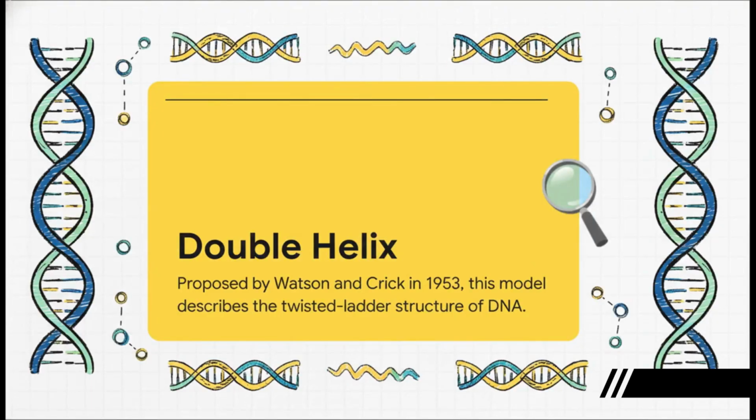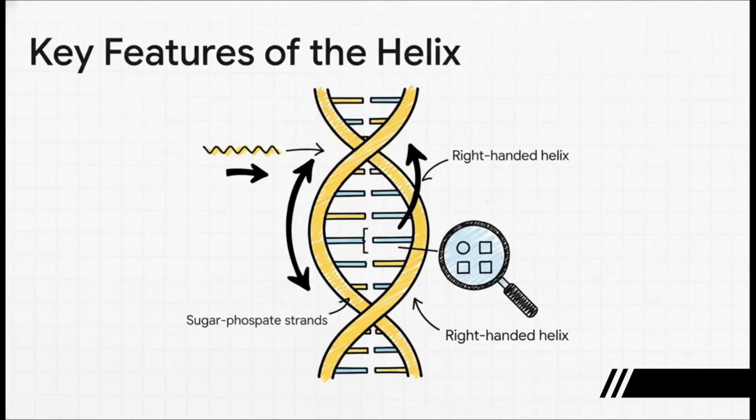Let's start with the absolute foundation, the double helix model. This was famously figured out by Watson and Crick way back in 1953. This is the fundamental architecture of our genetic material, and you better believe every single feature is a potential exam question. Now let's break down the key features you absolutely need to know. First off, the 2 strands are anti-parallel. What does that mean? It means they run in opposite directions, kind of like the 2 lanes of a highway.